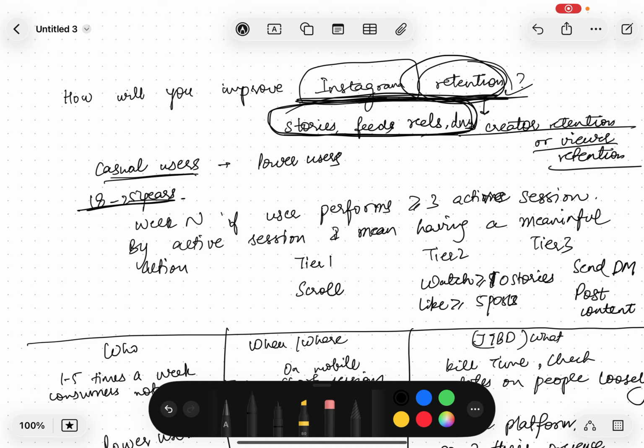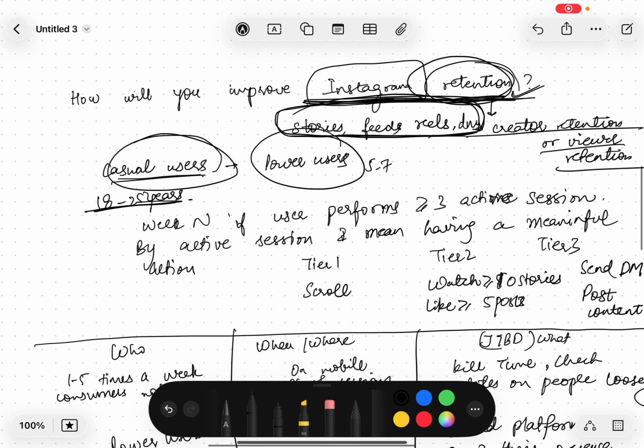Coming to retention, retention is a vanity metric. So how are we defining retention? There are two types of users. One is the casual users on the platform, and the other are the power users. Power users are those who are using Instagram 5 to 7 times a week, and casual users are those who are using 1 to 5 times a week. Power users are mostly those who are using much more than this number.